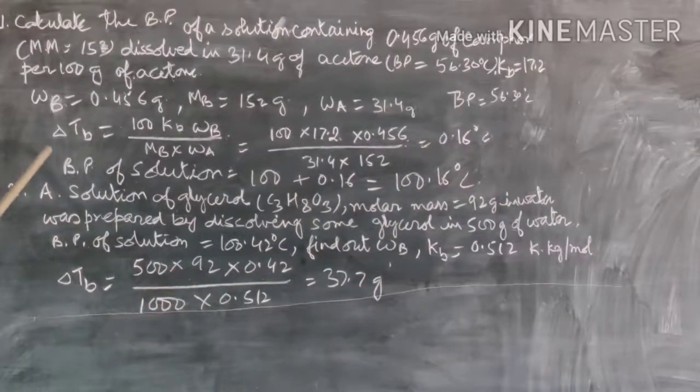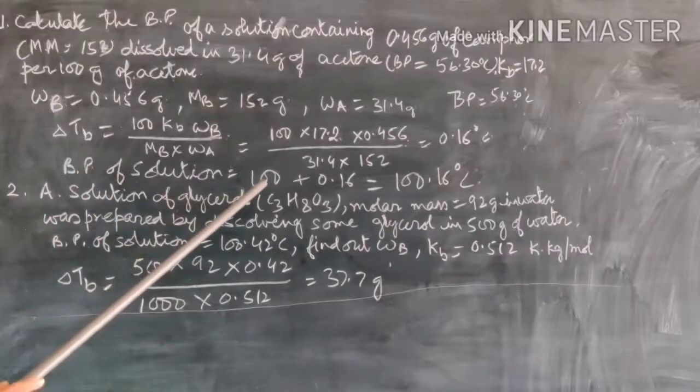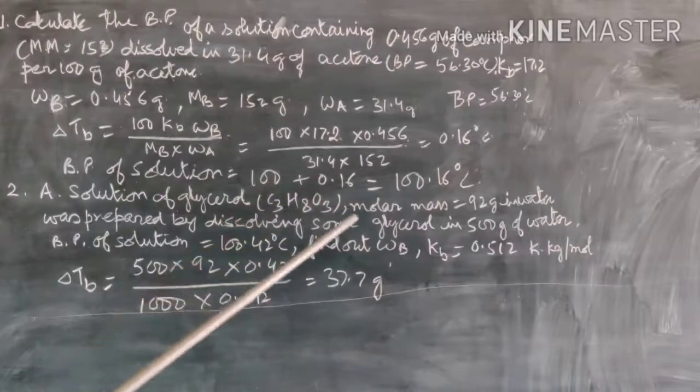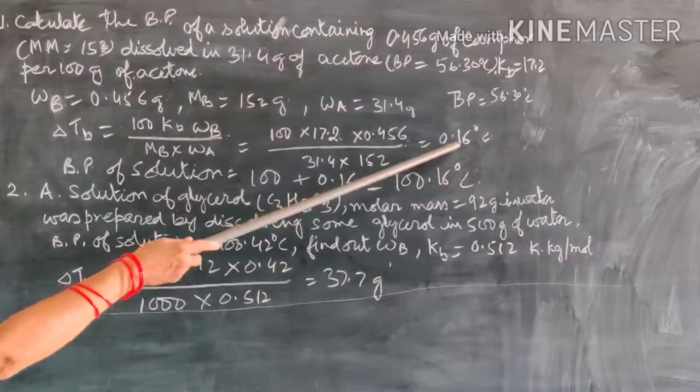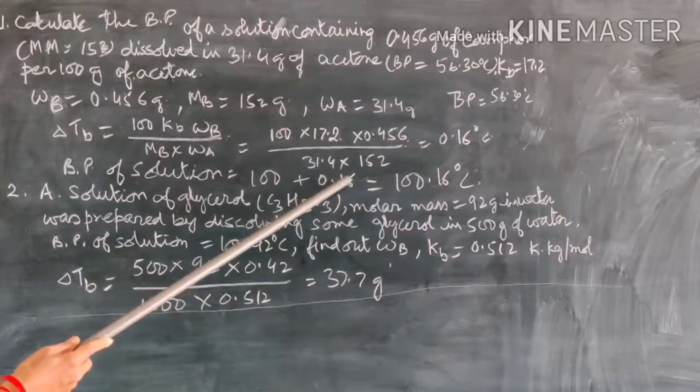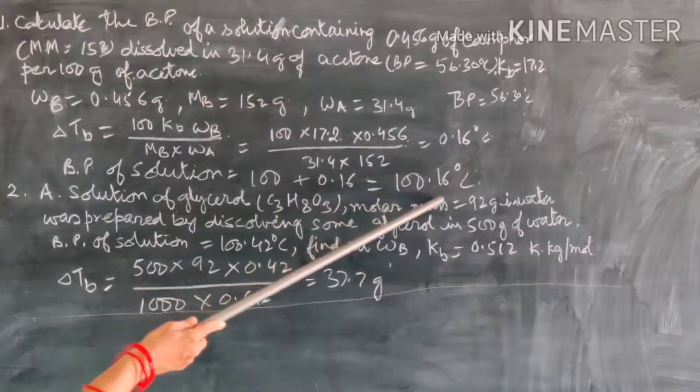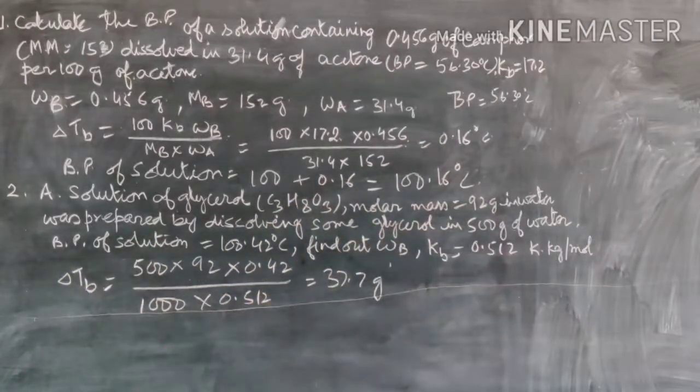Because we are taking here the difference between two temperatures, please do not convert it into Kelvin. Now the boiling point of pure solvent, I think you all know, is 100 degrees Celsius. Then you add this elevation delta Tb, that is 0.16, and it is equal to 101.6 degrees Celsius.